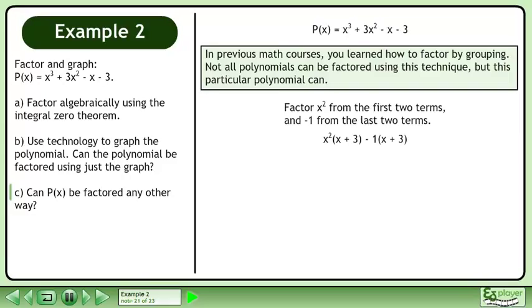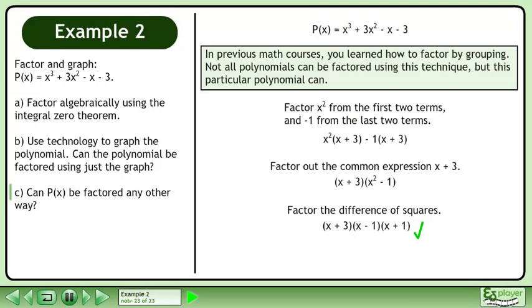Factor x squared from the first two terms and -1 from the last two terms. Factor out the common expression x plus 3. Factor the difference of squares. The factored polynomial is x plus 3 times x minus 1 times x plus 1. This is the same result that we found in parts A and B.